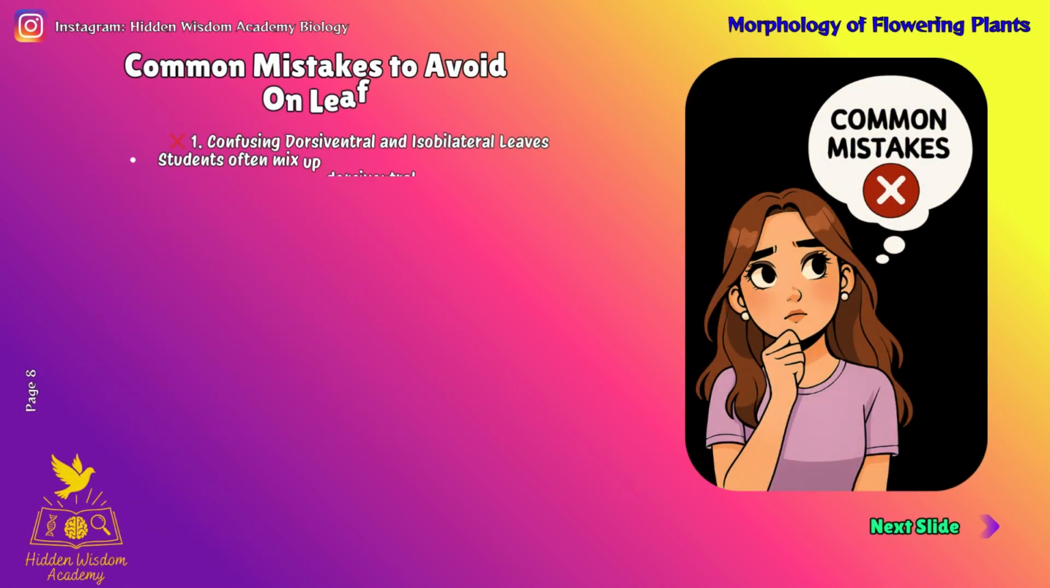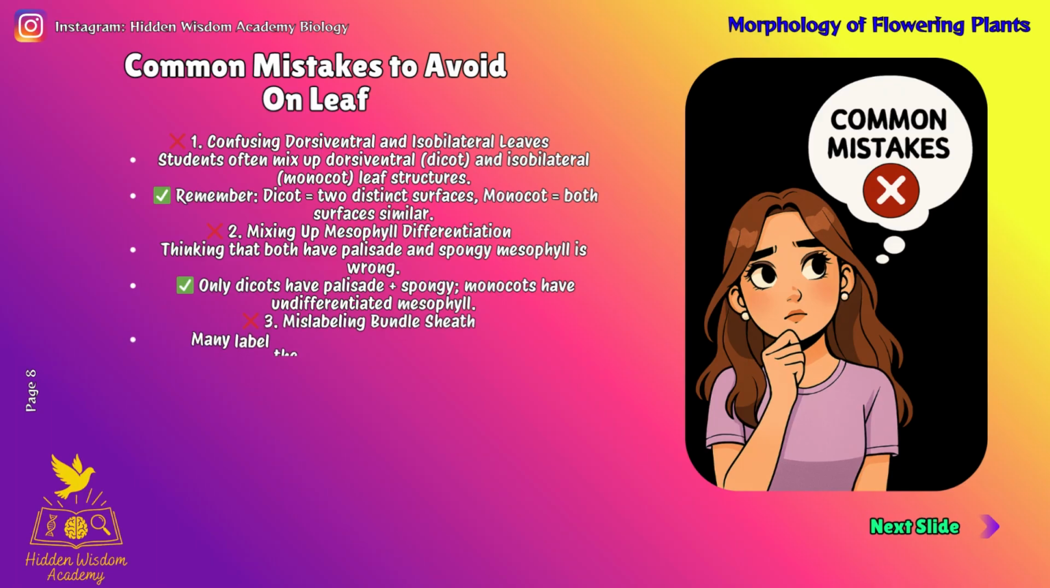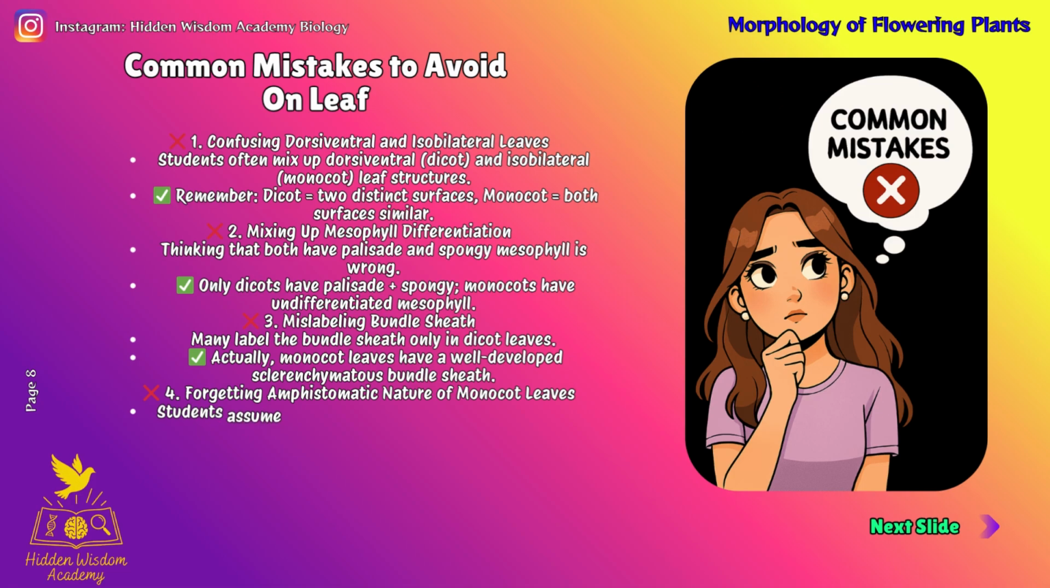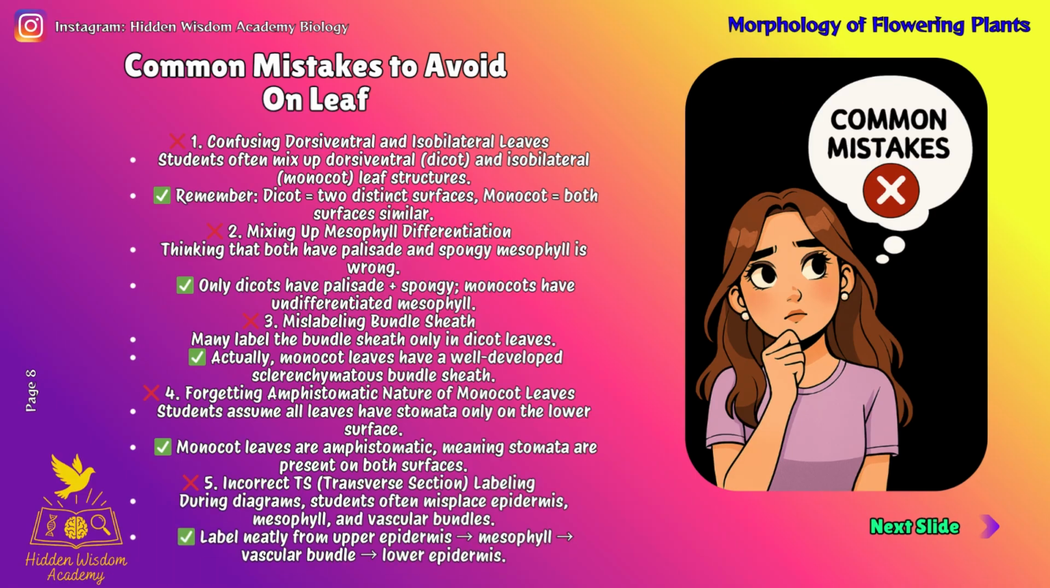Let's quickly look at some common mistakes in leaf anatomy. First, don't mix up dicot and monocot leaves, their structure is different. Second, only dicot leaves have palisade and spongy mesophyll, monocots don't. Third, the bundle sheath is seen in monocot leaves, not dicots. Fourth, monocot leaves have stomata on both sides. And finally, when drawing the leaf section, always label from the upper epidermis to the lower epidermis in the right order.